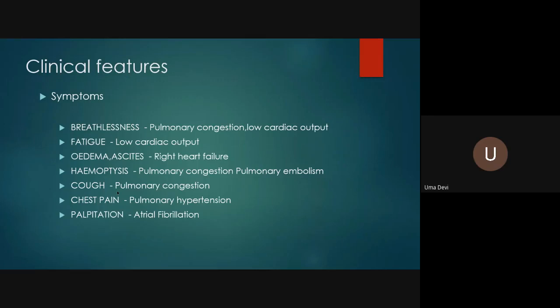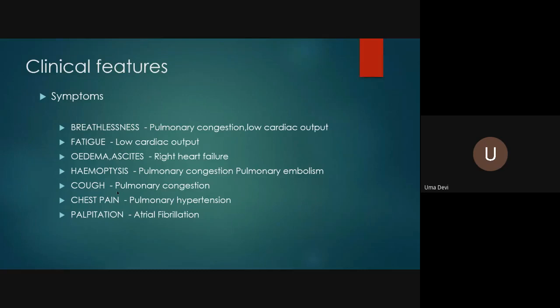What is the normal position of the apical impulse? Ma'am, in the left fifth intercostal space. Yes, the left fifth intercostal space, half an inch medial to the midclavicular line. It may even be shrunken, in the fourth intercostal space, half an inch medial. That is because there is no blood coming to the left ventricle.